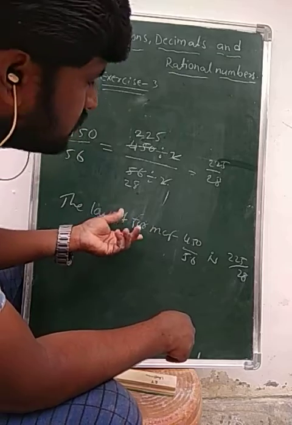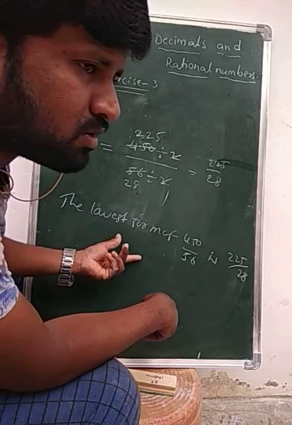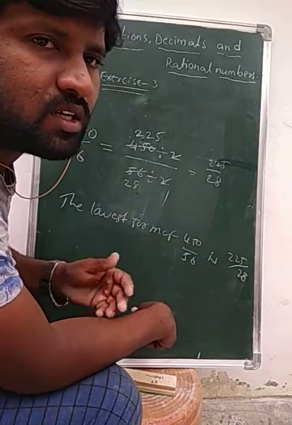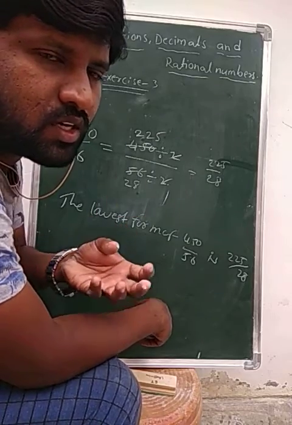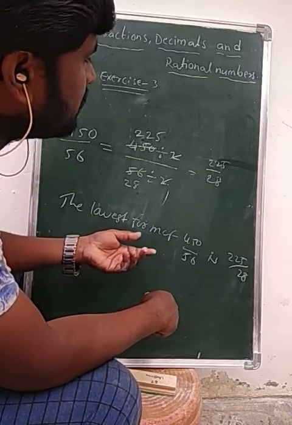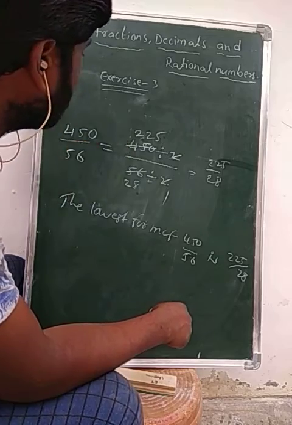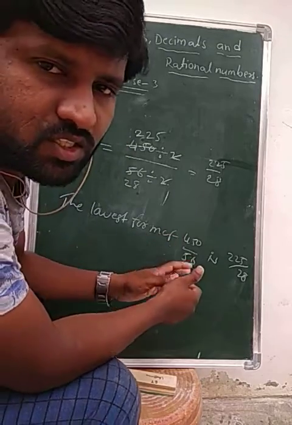You take the remaining problems in the same manner. First you multiply, then you will get the required answer. After that, you just write the lowest form by finding their HCF.